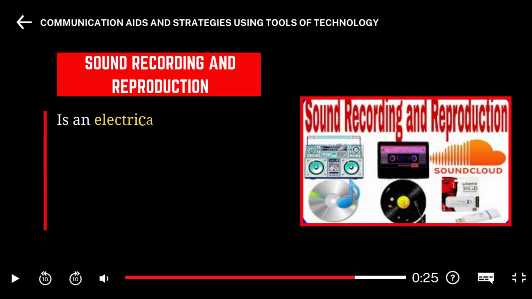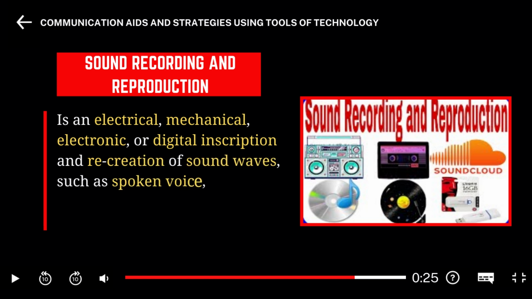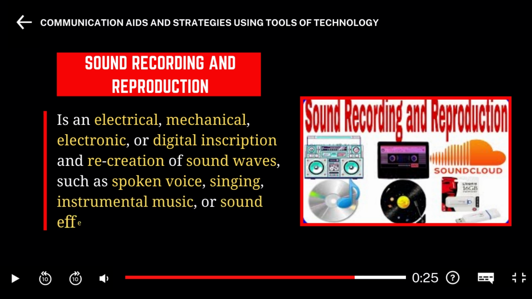And then the last one is the sound recording and reproduction. When we say sound recording and reproduction, it is an electrical, mechanical, electronic, or digital inscription and recreation of sound waves such as spoken voice, singing, instrumental music, or sound effects. So it means that sound recording and reproduction is the storage of sound and playing it back so that a person can hear the same sound more than once.